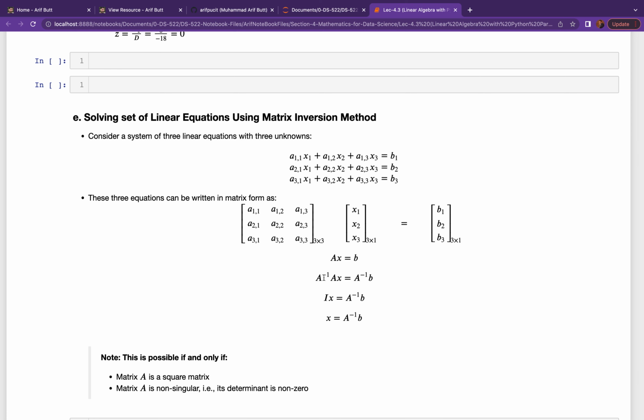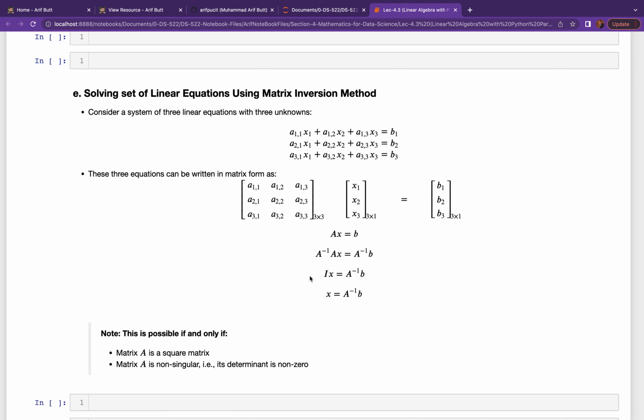And if I multiply A inverse with A, we get the identity matrix. And once we multiply identity matrix with X, we get X. So X is equal to A inverse B. So we have this vector B. If we can calculate the inverse of this matrix A, we can multiply this with B to get the value of unknowns or these variables. So this is known as solving of the linear equation using the matrix inversion method.